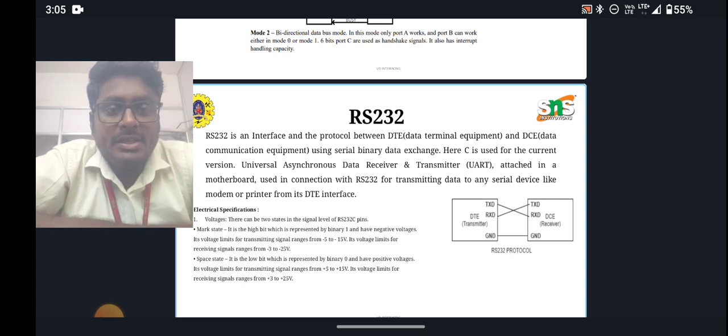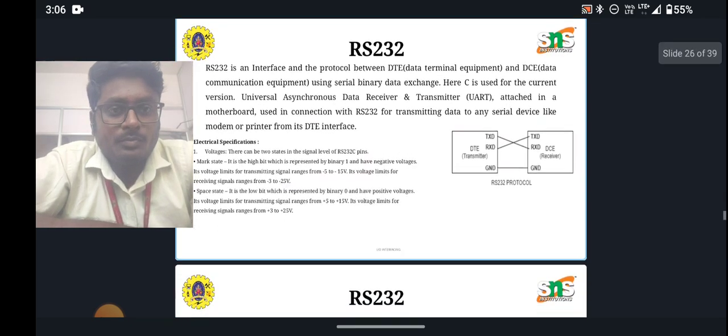The other is the space state, it is the low bit, which is represented by binary 0 and has positive voltages. Its voltage limits for transmitting signals range from +5 to +15 volts. Its voltage limits for receiving signals range from +3 to +25 volts.